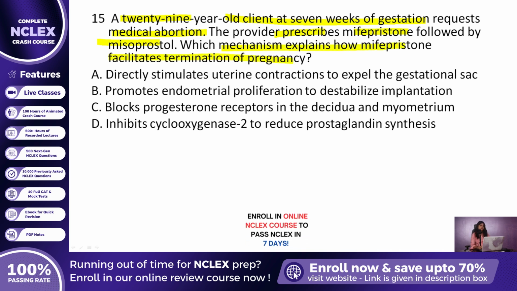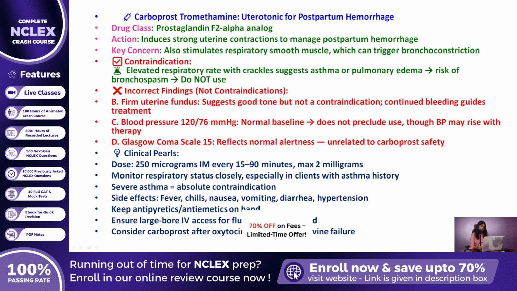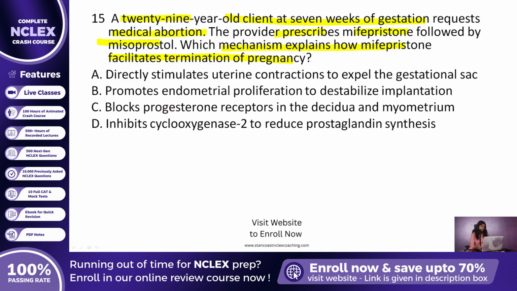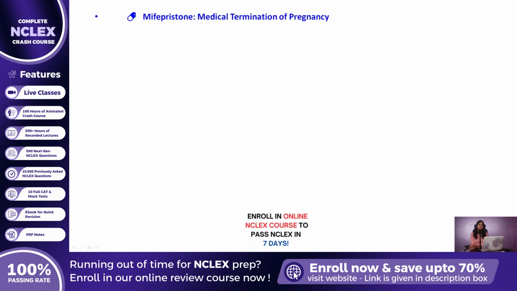Now, consider the following options. Option A, directly stimulates uterine contractions to expel the gestational sac. Option B, promotes endometrial proliferation to destabilize implantation. Option C, blocks progesterone receptors in the decidua and myometrium. Option D, inhibits cyclooxygenase 2 to reduce prostaglandin synthesis. The correct option is option C, which is blocks progesterone receptors in the decidua and myometrium. Next, we will clarify why this point is indispensable and reveal why the other responses are not correct.